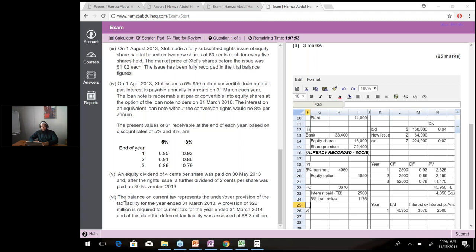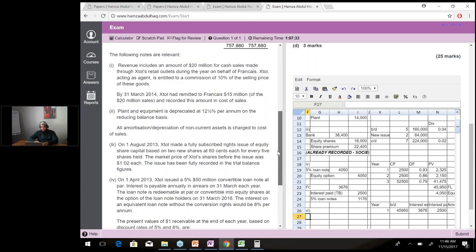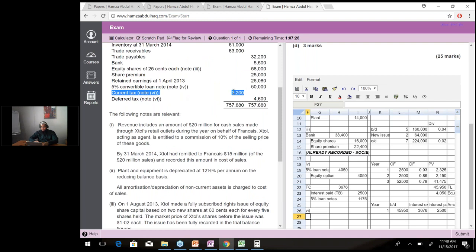Okay, so now let's discuss adjustment number 6. In adjustment number 6, this basically relates to the deferred tax, which is quite easy. In adjustment 6, the question says that the balance on the current tax represents the under-provision of the tax liability for the year ended 31st March 2013. So if I go on to the trial balance, the question is talking about this current tax, which is a debit balance. So the entry is going to be tax expense debit, and the current tax that we have taken from the trial balance being credit by 3200.